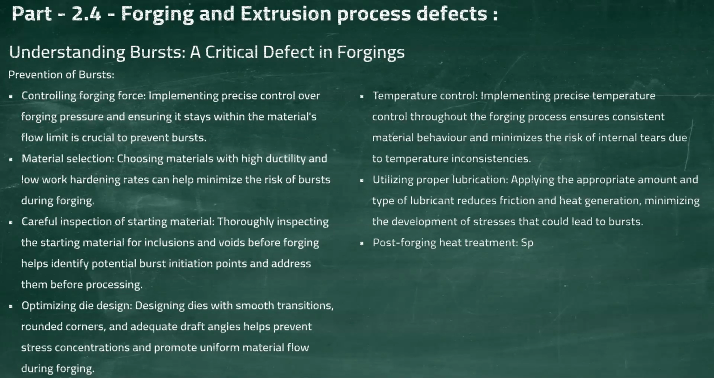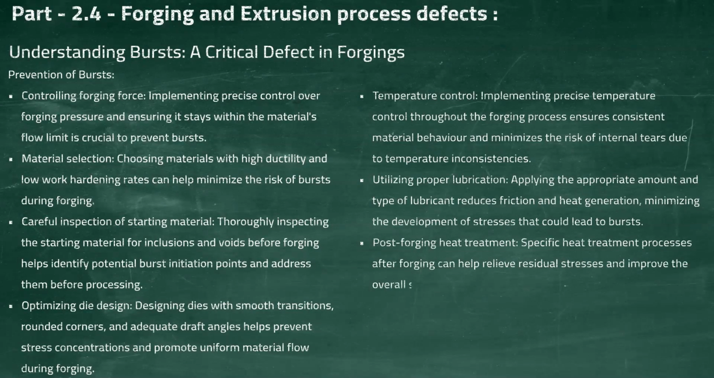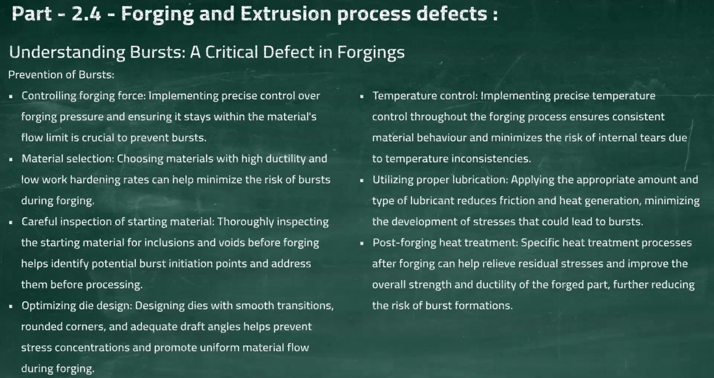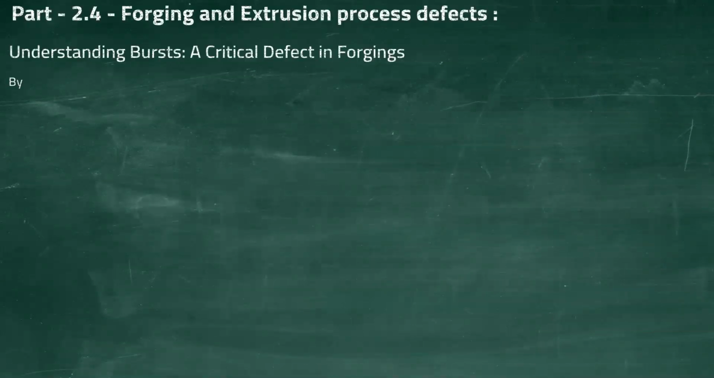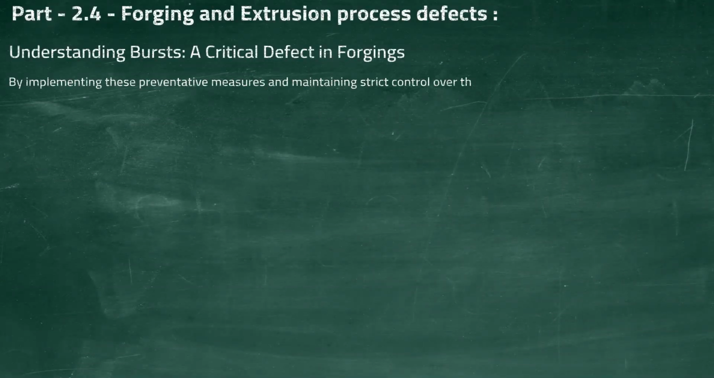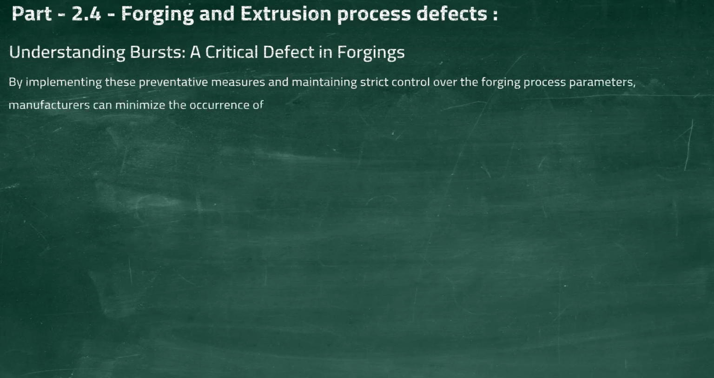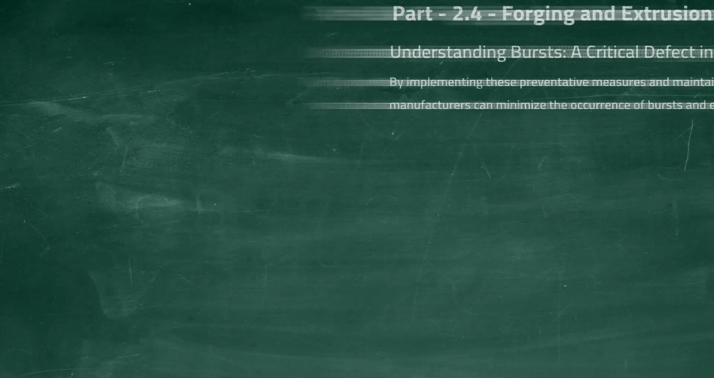Post-forging heat treatment. Specific heat treatment processes after forging can help relieve residual stresses and improve the overall strength and ductility of the forged part, further reducing the risk of burst formations. By implementing these preventive measures and maintaining strict control over the forging process parameters, manufacturers can minimize the occurrence of bursts and ensure the production of high-quality, reliable forged parts.